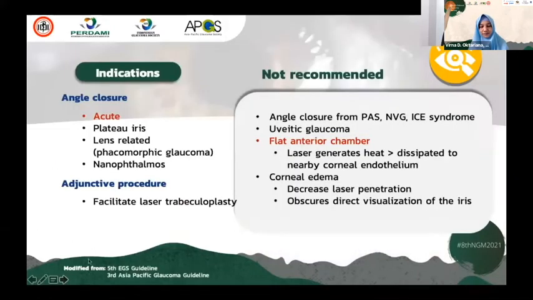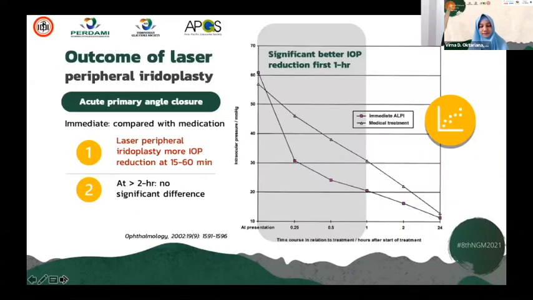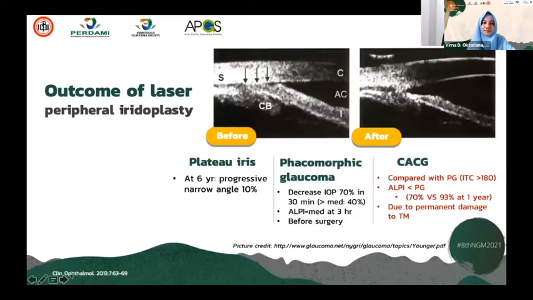Laser iridoplasty is very beneficial for the acute setting. Why? Because a paper published in 2002 compared iridoplasty with medical intervention in acute primary angle closure, and it definitely shows that within 30 minutes after the laser, the IOP can reduce dramatically when compared to medication in the acute setting. So that's why iridoplasty is very beneficial for acute angle closure.